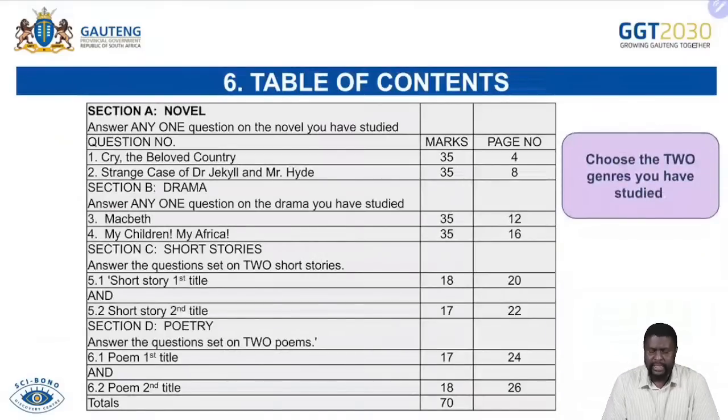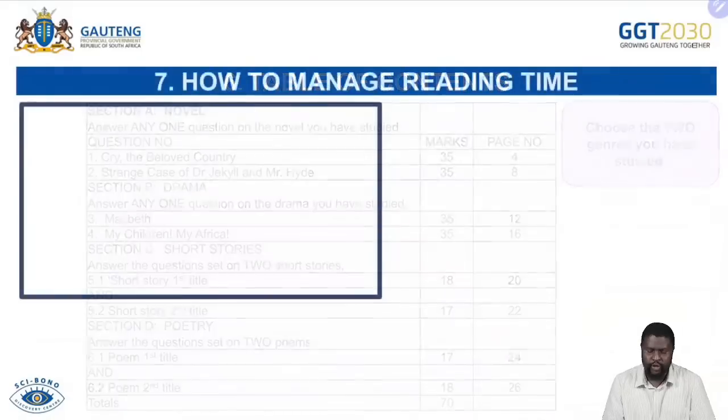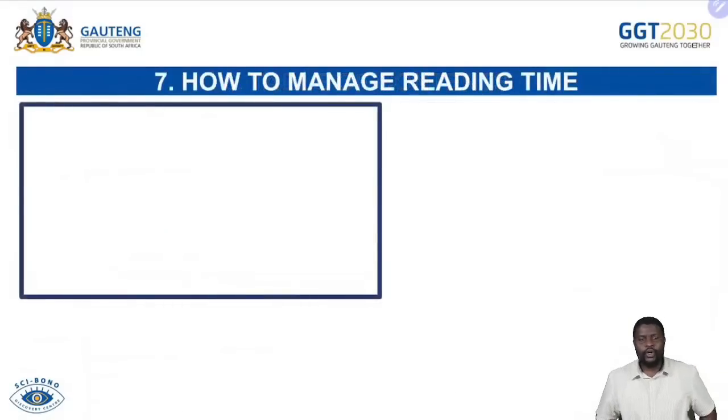Choose the 2 genres that you have studied. There's no random selection here. You choose the genres that you have studied at school. Now, you will have 10 minutes reading time at 8:50, that is 10 to 9 up to 9 o'clock, before you start writing at 9.